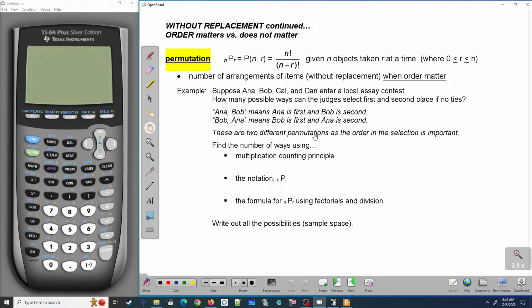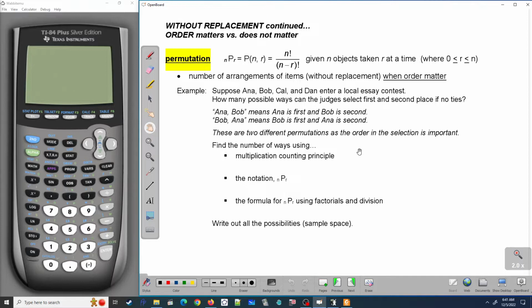So I have my example here. I've got Anna, Bob, Cal, and Dan, and they enter a local essay contest. And the question is, how many possible ways can the judge select first and second place if no ties? So if I wanted to say Anna, then Bob, that means Anna is going to come in first, Bob will come in second. If I had said Bob, Anna, Bob coming in first and Anna coming in second, those are two very different outcomes. One of those individuals is going to be a little happier than the other because they took first and not second. Therefore, those are two different permutations because, again, order matters.